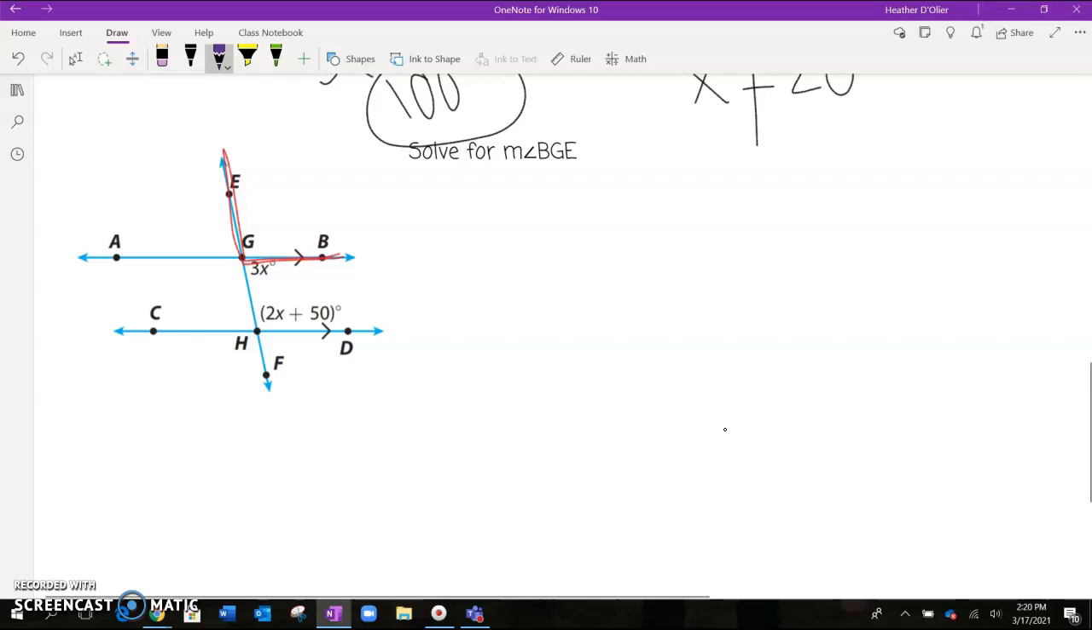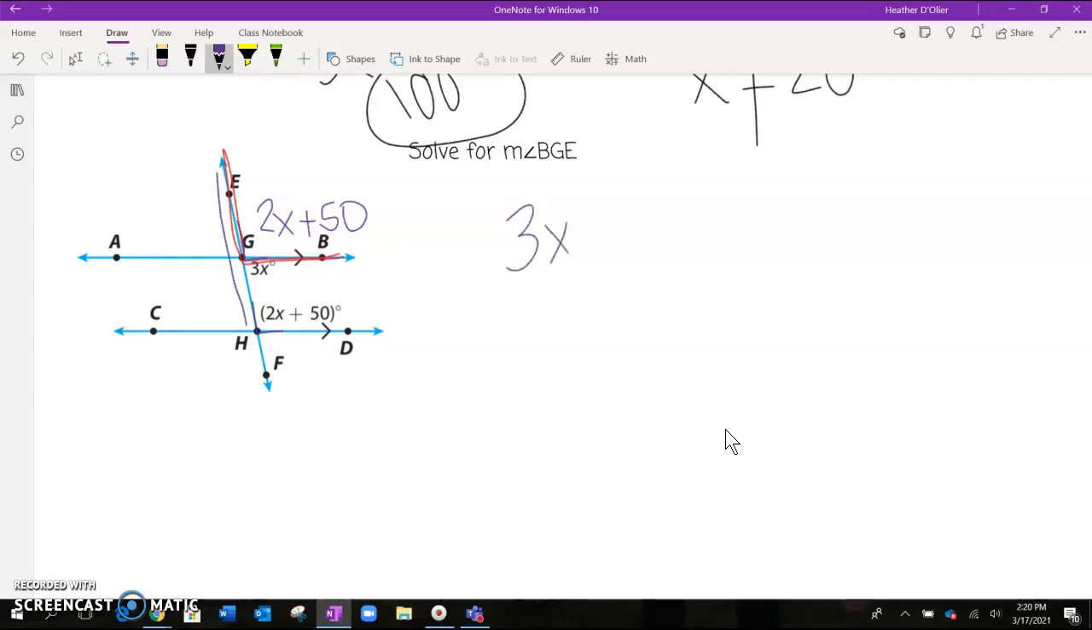So since 2x plus 50 is in that top right corner, it's going to go in the top right corner here. That's BGE. So 2x plus 50. Once I solve for x, I just need to substitute it in, and I know what BGE is. Okay, sidebar. So now I have them there. Now I need to decide on their relationship. Well, they aren't vertical. They're adjacent next to each other, and they're on a straight line, so they add up to 180. Even though these are funkier, I'm still just taking the two expressions and adding them.